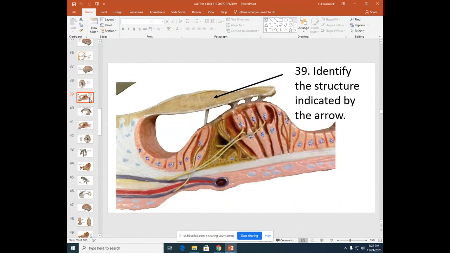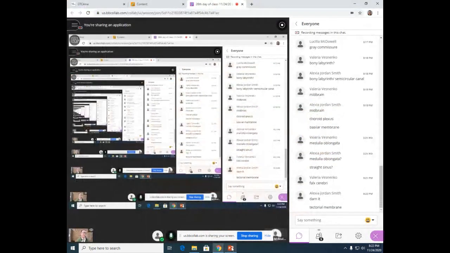Identify the structure indicated by the arrow. This is important because our hair cell stereocilia, the kinocilium, are embedded into this structure. This should look more like a gelatinous kind of structure, but this looks more like a tissue type of structure. What are we saying? Yep, tectorial membrane.